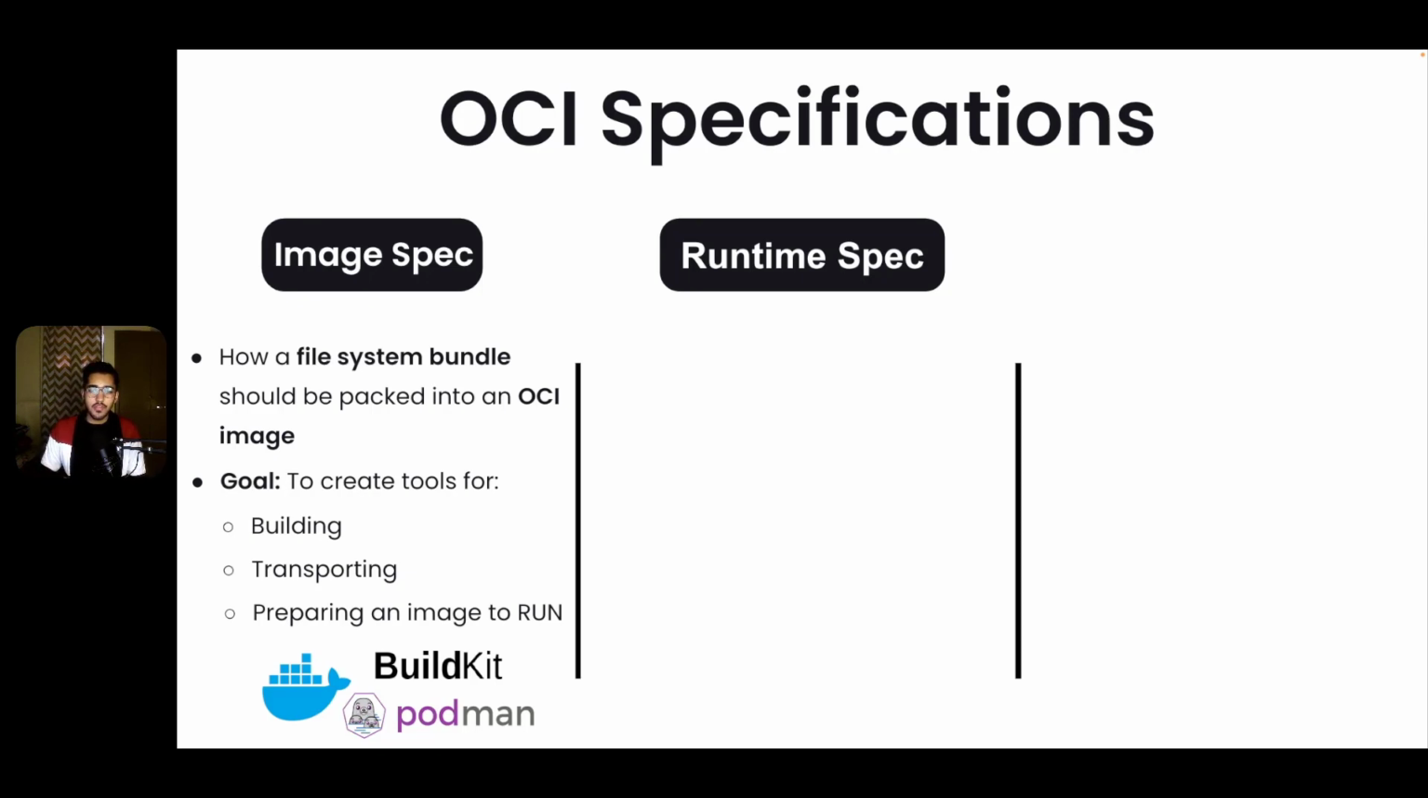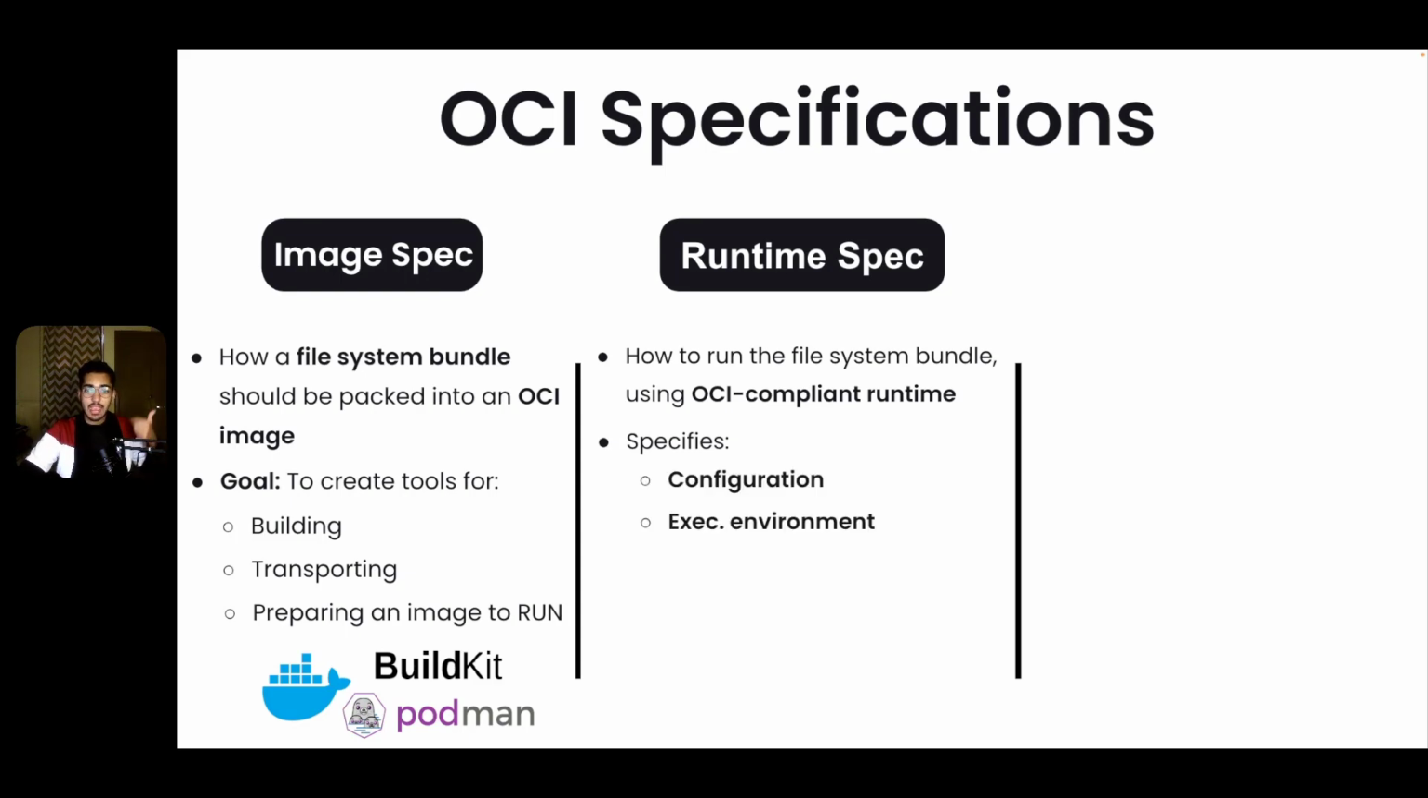Essentially we have built an image and now we want to run it. The runtime specification defines how to run the file system bundle, how to actually run the OCI image that we made in the first part, with an OCI-compliant runtime. That is a container runtime which complies with certain rules and formats specified under the runtime specification. So the runtime spec specifies the configuration, the execution environment of a running container, and the lifecycle of an entire container at runtime. Every aspect of a container when it's running is specified under the runtime specification.